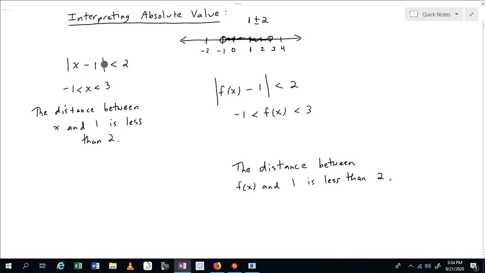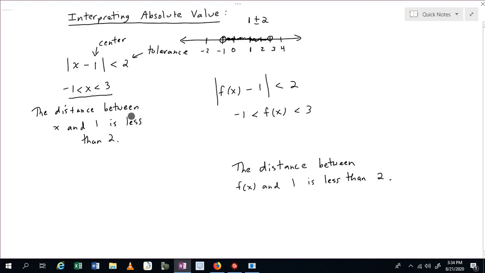So there are various ways of interpreting this absolute value. One interpretation, in interval notation, is that x is trapped between negative 1 and 3. In terms of a tolerance, it's centered at 1 with a tolerance of 2. So this is your tolerance, and this is the center.